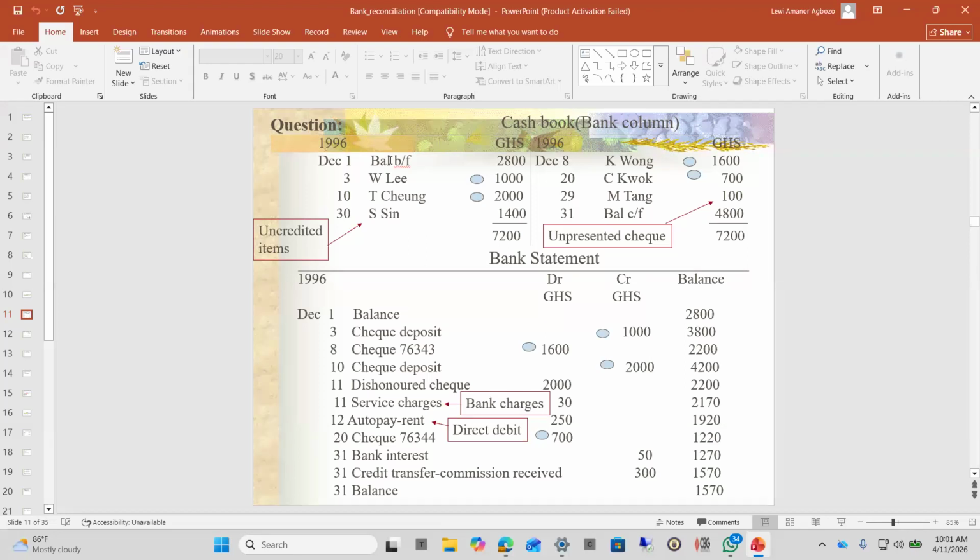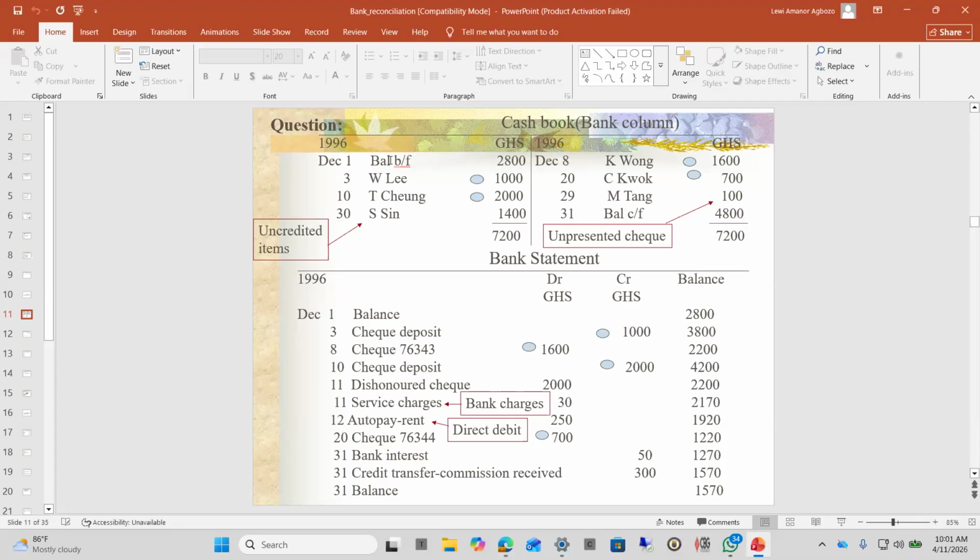So this one is a brought forward balance. And then it is what? Is it a debit balance or a credit balance? Sir, please, it's a debit. It's a debit balance. Good.